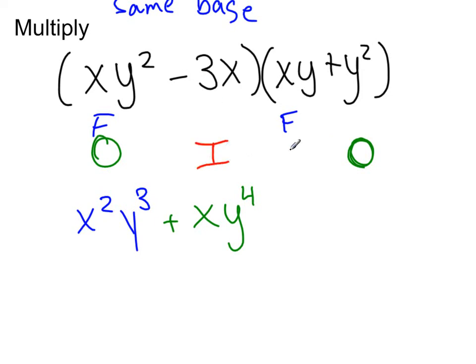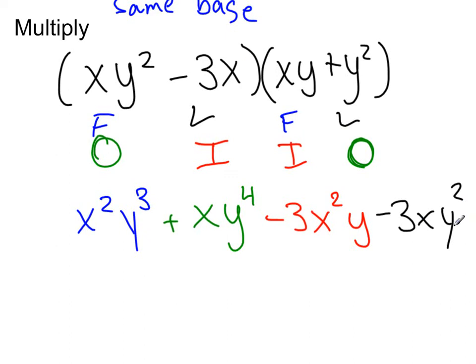And now we'll do our inside. Negative 3x times xy. Well, we have negative 3 times really a 1 here, which is still negative 3. X times x is x squared. And there's no y, so y just comes along for the ride. So we can only multiply same bases together: x's with x's, y's with y's, integers with integers. And then last but not least, we have negative 3x times y squared, which gets us negative 3xy squared.